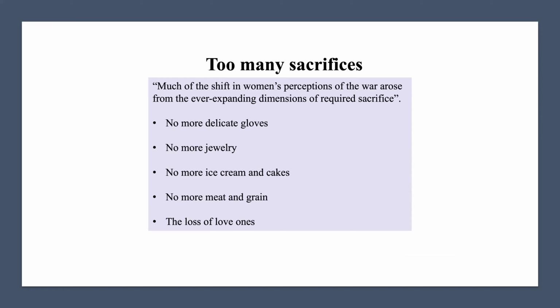To much of the Southern women, they were facing a lot of sacrifices. A lot of soldiers were being killed and they were losing loved ones left and right. And it was something heartfelt that they felt a lot of times. And women started to quickly change their perception of war.